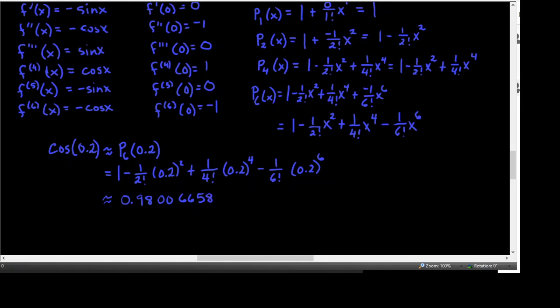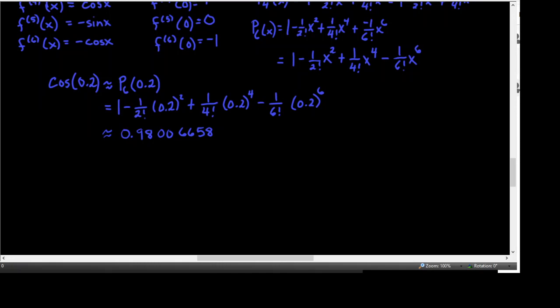0.98006658. That's what that string of calculations gives you. And then if you go into your calculator and make sure you're in radian mode and type in cosine of 0.2, what I see on my calculator is 0.9800665778. So if you round to that last place that I got here, they agree to that stage perfectly, which means we're awfully accurate. They're not very far with this calculation from the actual value of cosine of 0.2. So that makes me feel pretty good about this.